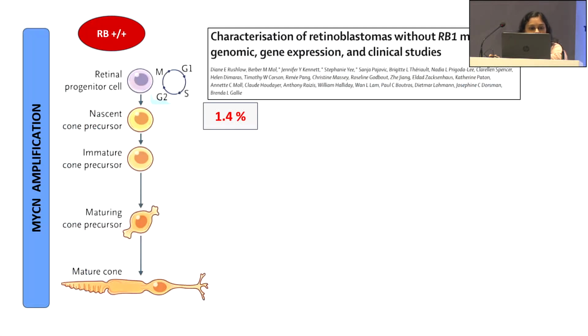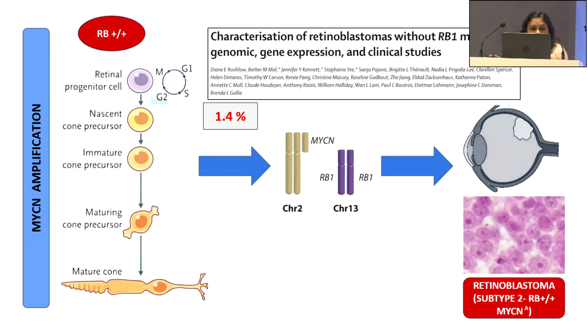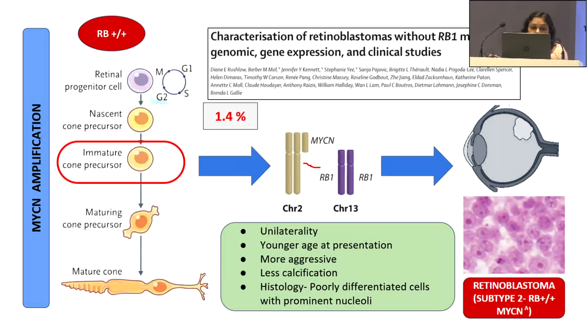However, a subset of retinoblastoma was found to have no RB1 mutation, and this was a landmark paper which questioned the dogma that RB is always caused by RB1 mutation. Instead, they were found to have an amplification of the MYCN proto-oncogene on chromosome 2. And this was found to occur earlier in the immature precursor cells, and hence they presented early. They were typically unilateral, more aggressive, and consisted of poorly differentiated cells.